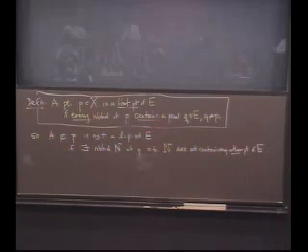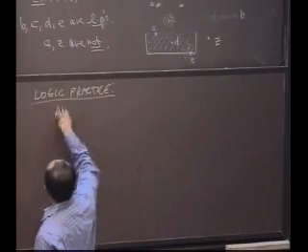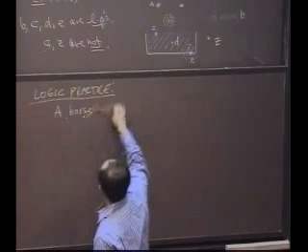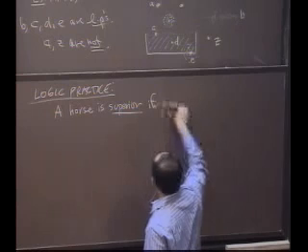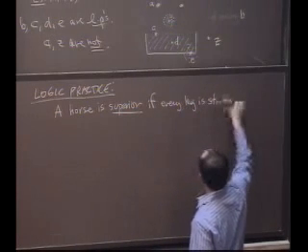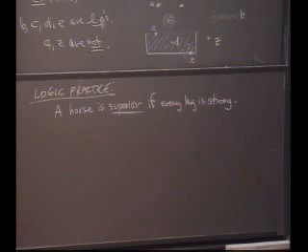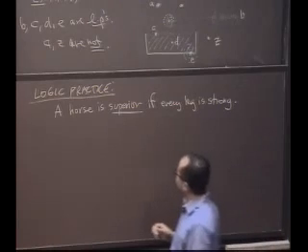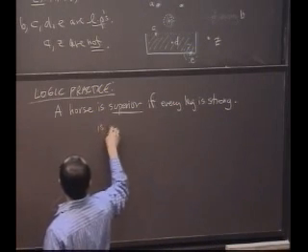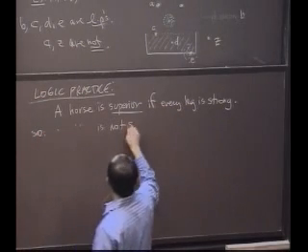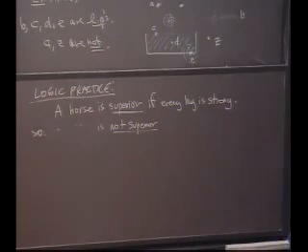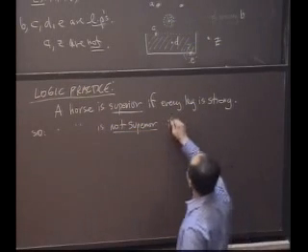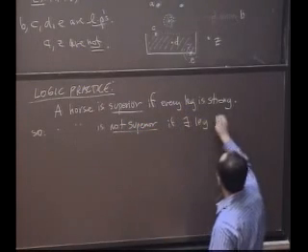Just a little logic practice. We're going to see what it means to negate a statement. So let's define a horse. We'll say a horse is superior if every leg is strong. Now I just made up this definition. It's not something that horse people normally use. A horse is superior if every leg is strong. So a horse is not superior, not to be confused with supremum. Not superior. How would I negate this? Good. If there exists a leg that's not strong.